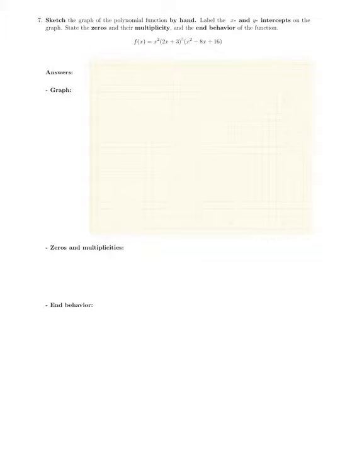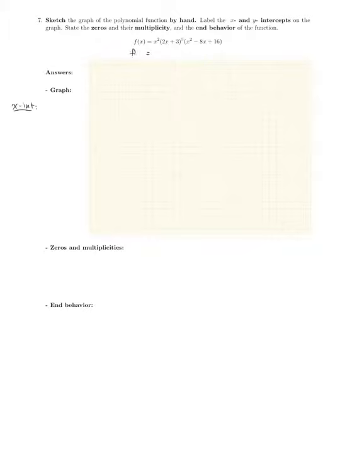All right, number 7. Sketch the graph of the polynomial function by hand. Label the x and y-intercept and state the zeros under multiplicity and the end behavior of the function. Okay, so I just gave you this crazy looking polynomial, but let's first try to find the x-intercept and a y-intercept. So the x-intercept, you set y equals to 0 and then you solve for x. But before I do that, let me factor this out.